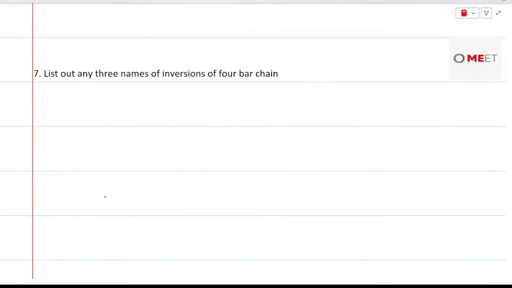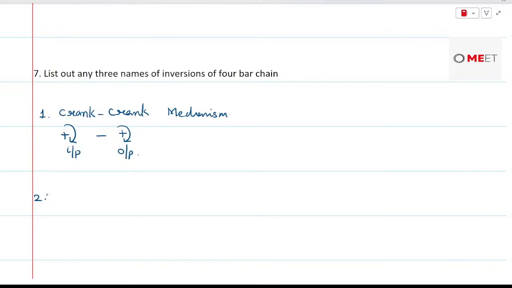List out the three inversions of a 4-bar chain. So a 4-bar chain has three inversions. The first inversion is the crank mechanism. This is based on the range of motion of the links. So the first one is the crank mechanism, where the input and output links both complete circular motion. One indicates the motion of the input and the other indicates the motion of the output link.